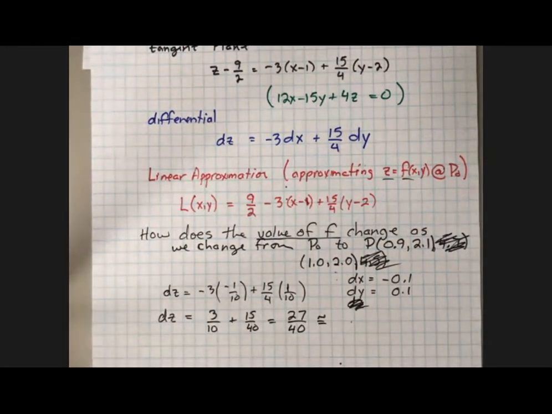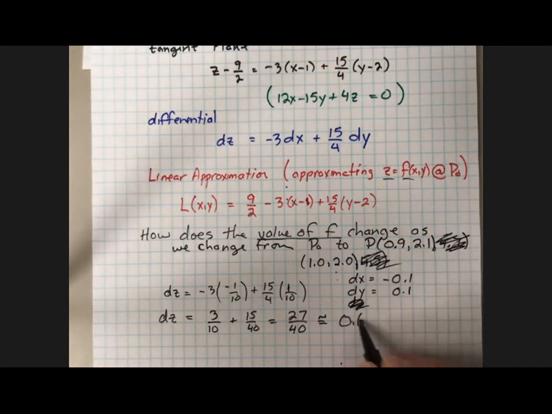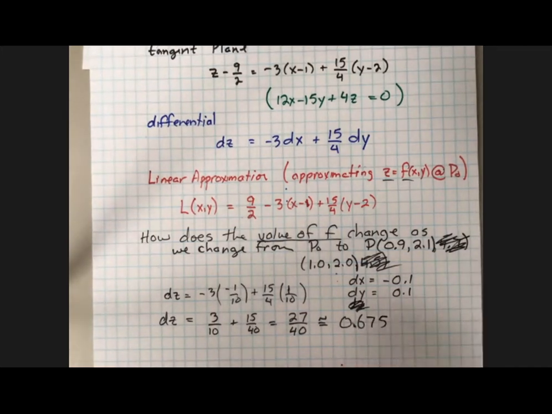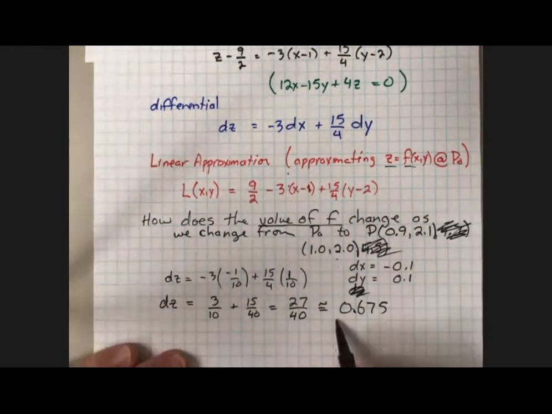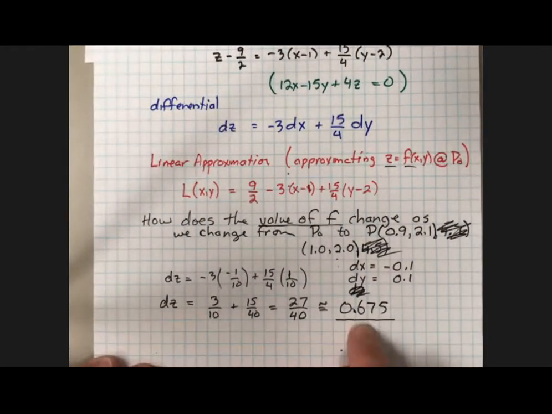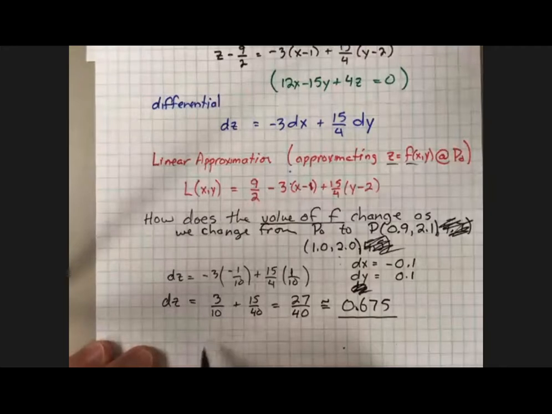I don't always keep the calculator handy, but let's just say calculator here, 27 divided by 40. Clear out the calculator, 27 divided by 40, 0.675. Our quick and dirty estimate right here is that we have raised the value of the function by 0.675.